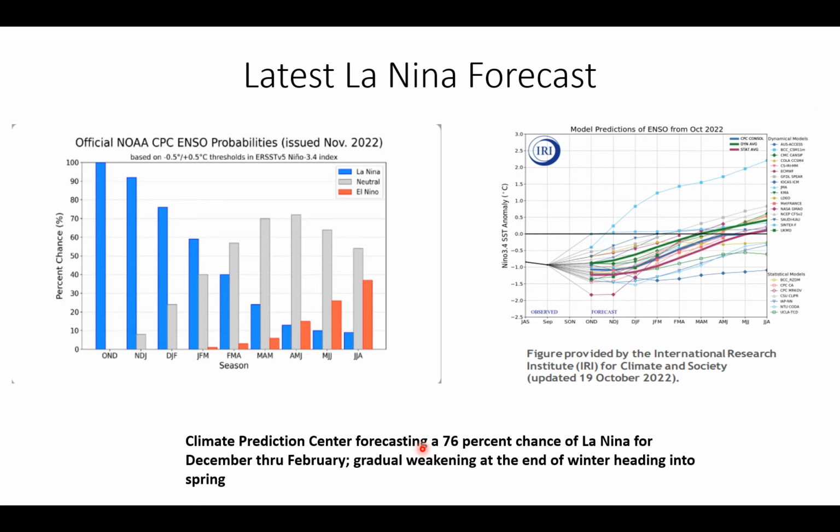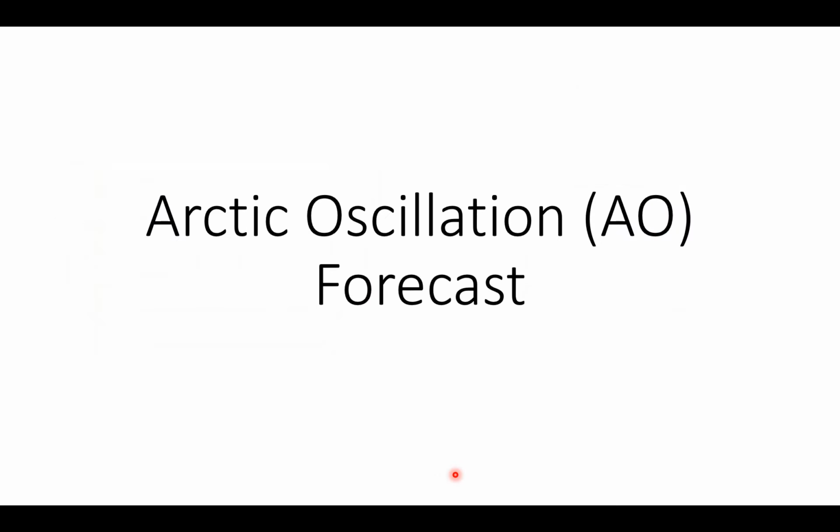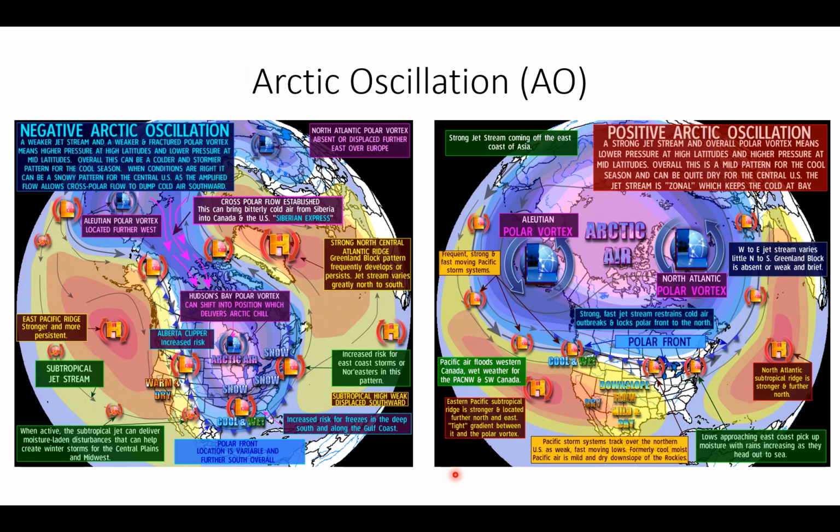So overall, the latest update from the Climate Prediction Center shows a 76% chance of La Niña for December through February, with gradual weakening towards the end of the winter season, heading into spring. Now let's take a look at some of the teleconnections. Let's take a look at the Arctic Oscillation first.